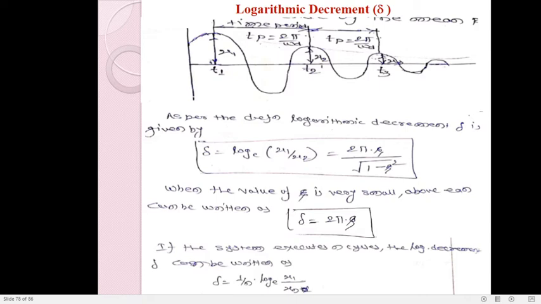So let us assume that the system is performing n number of cycles. In such cases the delta can be found as delta is equal to 1 upon n into log base e of x1 upon xn. Instead of x2 we have xn, where n is the number of cycles. The n value might be 10, 5, 2, 18, anything. So for such cases we can use this relation, delta is equal to 1 by n into log base e of x1 upon xn.